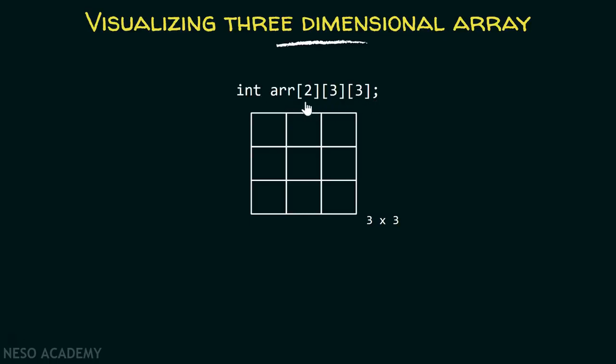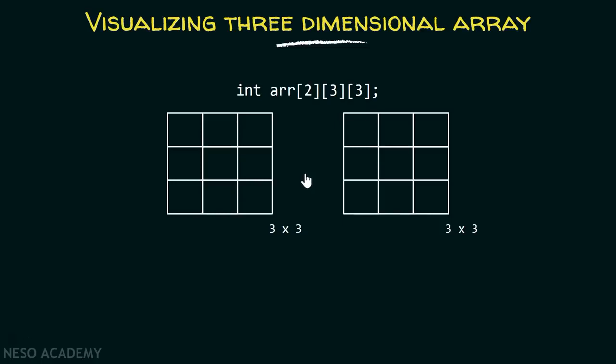What does this statement say? It says that I want two such two-dimensional arrays which consist of 3 rows and 3 columns. That means something like this. Two two-dimensional arrays which consist of 3 rows and 3 columns.